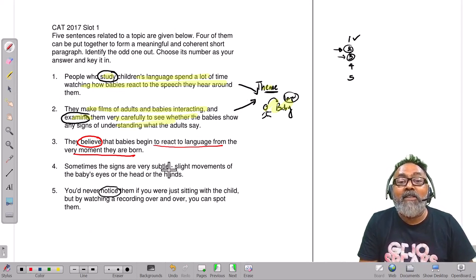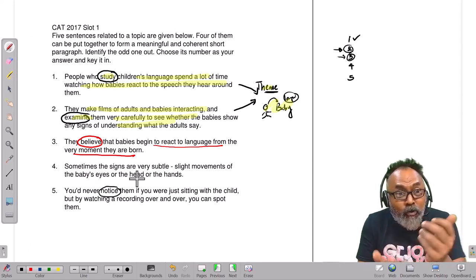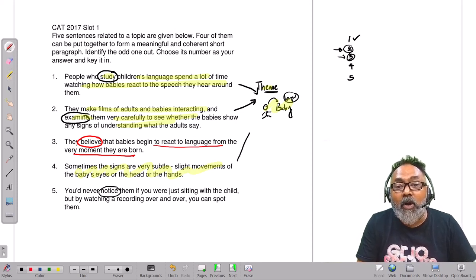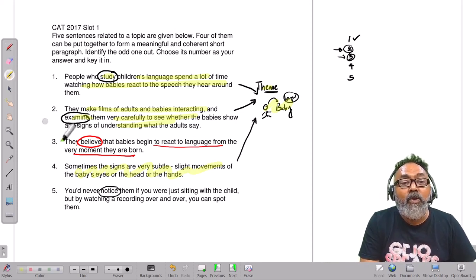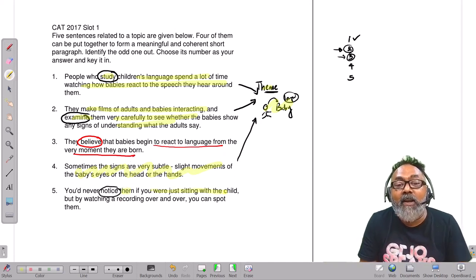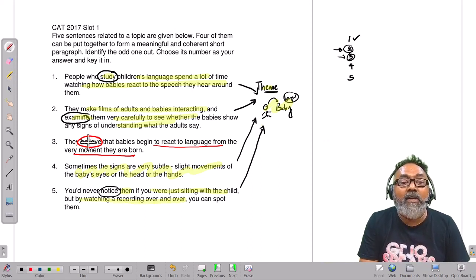Sometimes the signs are very subtle, slight movements. So signs are subtle. You have to notice this one. This is all aligned to the theme that they are studying and what they have to do. You would never notice them, the signs of course, if you are just sitting with a child, but you watch the recording over and over again. How will you ever connect this sentence about the belief into the current discussion that is going on? You just can't. Therefore, 3 is odd.